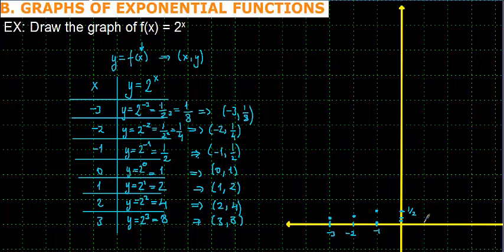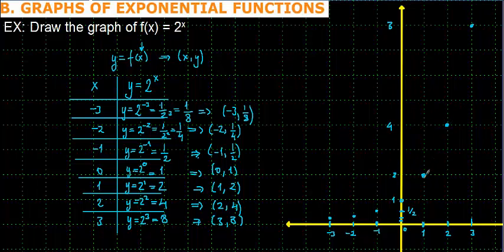The points on the graph here are 1, here 2, and here 3. And the points are, when x is equal to 0, y is equal to 1. When x is equal to 1, the y value is 2. When x is equal to 2, y is equal to 4. When x is equal to 3, y is going to be 8. So the graph is going to pass through these points here.